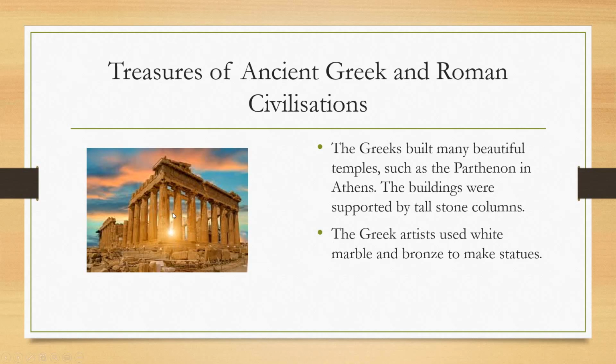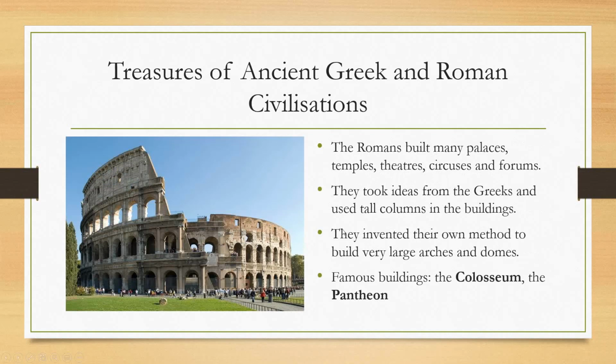And to decorate these buildings, the ancient Greek artists also made statues. They made statues with white marble or even bronze. Now, the Greek ideas to construct their buildings were also found in the ancient Roman buildings. The ancient Romans built many palaces, temples, theaters, circuses, and forums. And we can find that they took ideas from the ancient Greek buildings, and they also used tall columns in their constructions.